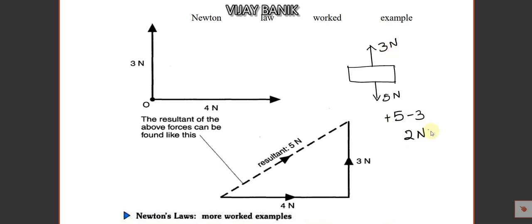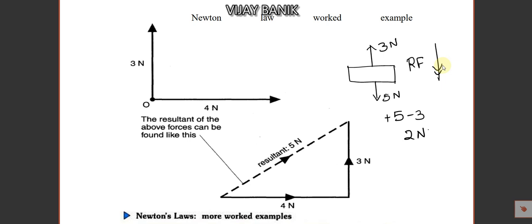So 2 Newton means this object is moving downwards, and it has a resultant force. Since it has a resultant force, it will accelerate downwards.